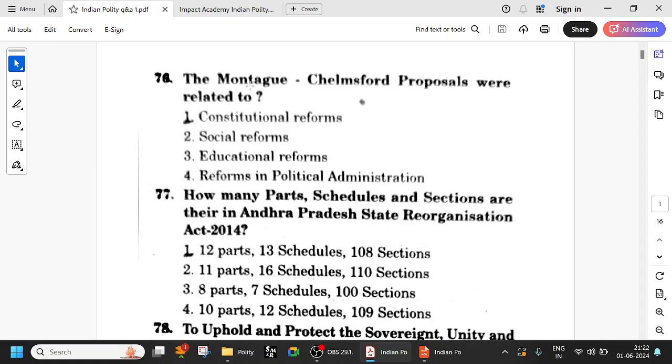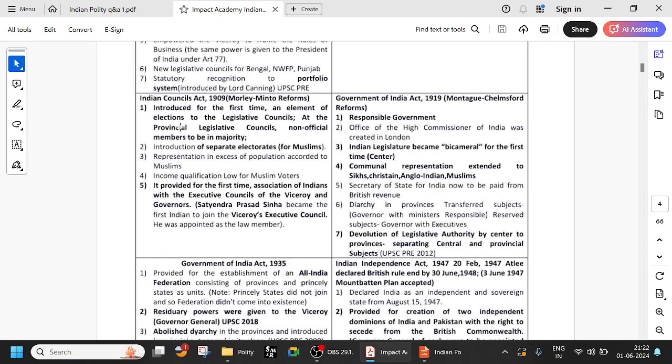Okay. So if you look at the Montagu Chelmsford reforms, proposals or reforms of 1919. Okay. So this is a very fundamental thing, right? Morley Minto Reforms 1909 and Government of India Act 1919. So this is basically Government of India Act. Okay, this is a Councils Act. This is a GOI Act. Again, GOI Act of 1935 is also very important.